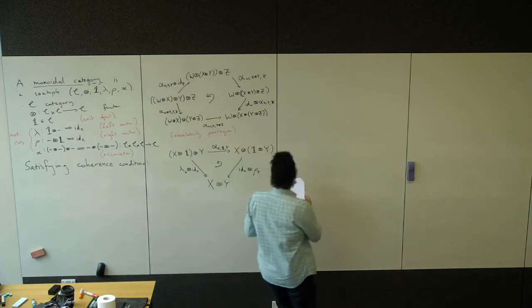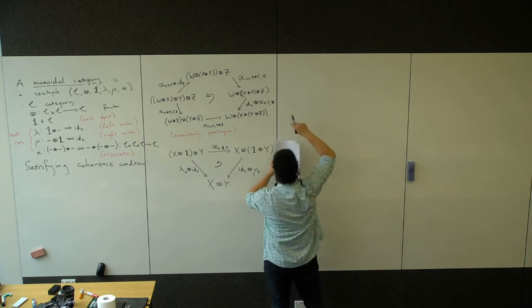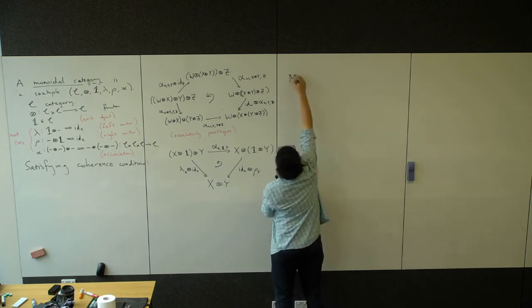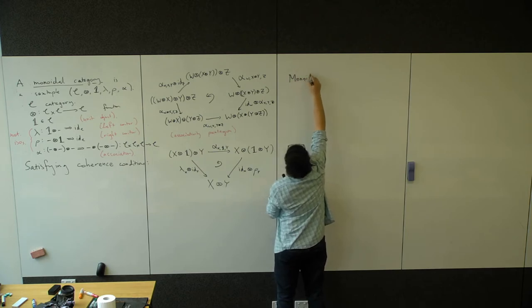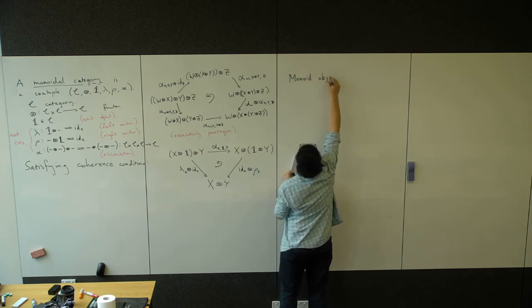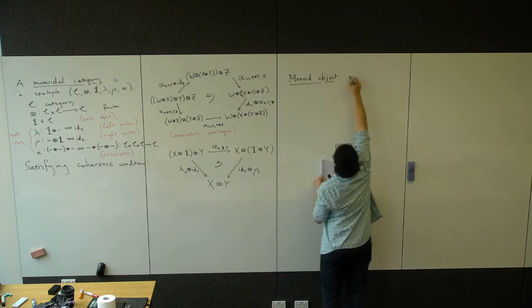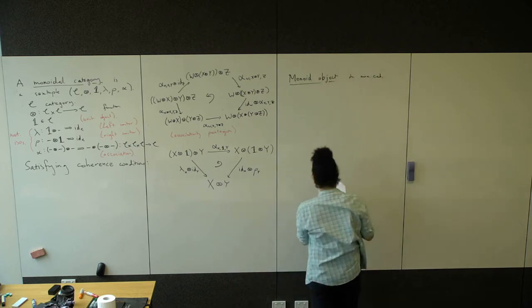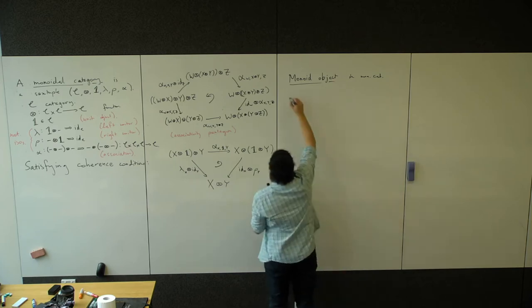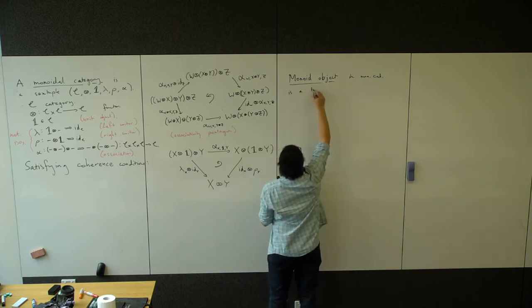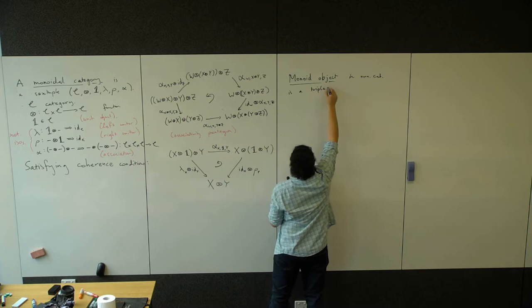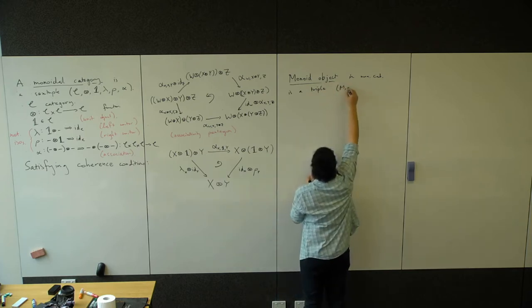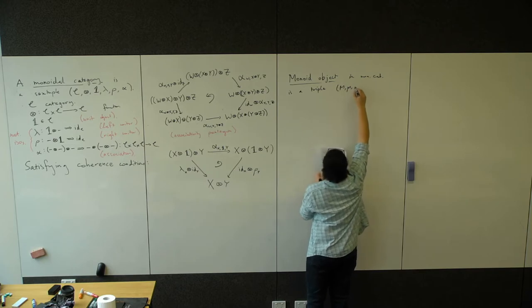All right. One of the reasons we care about monoidal categories is that we can define monoid objects. So, a monoid object in a monoidal category is a triple. So, what is it? We need some data, and the data is M, mu, and I used iota.